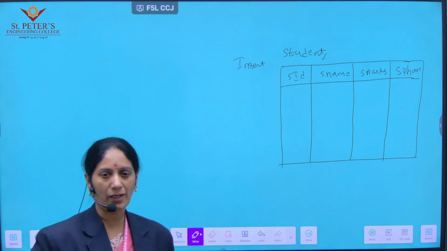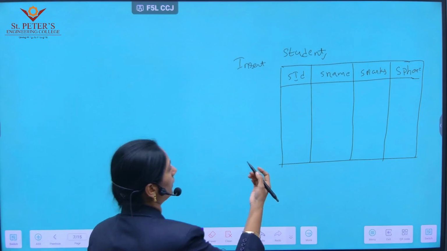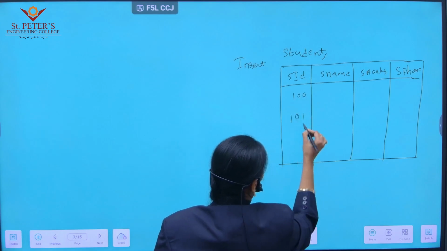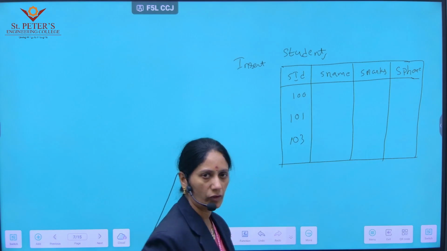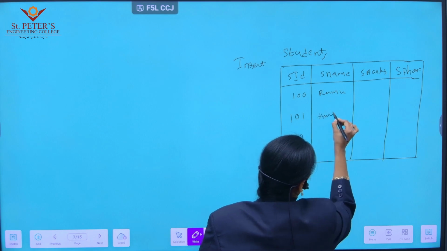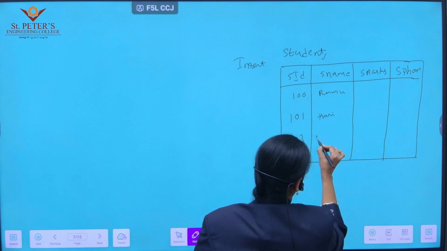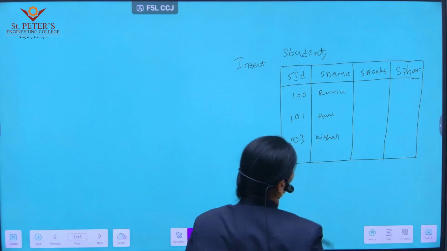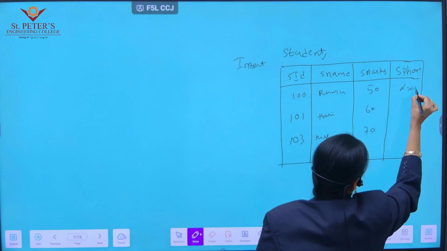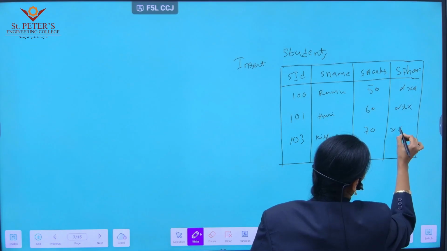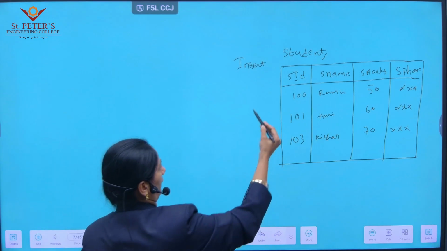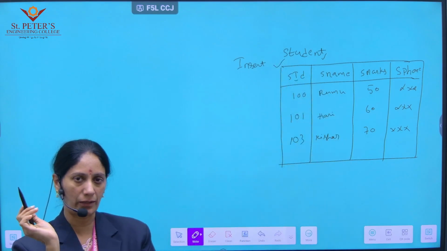To insert the data, here I want to insert three rows. Student IDs 100, 101, 103. Student names Ramu and some others as you wish. Marks 50, 60, 70. After creation, the table looks like that. Clear? Yes.